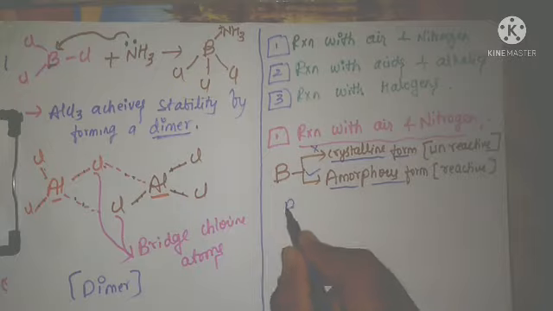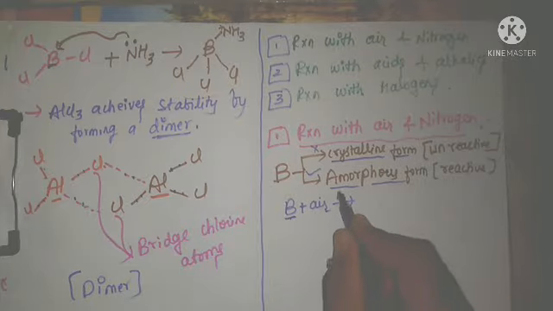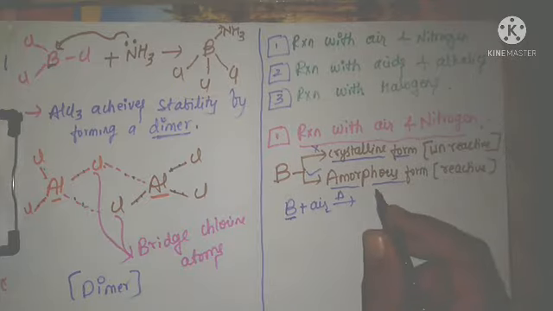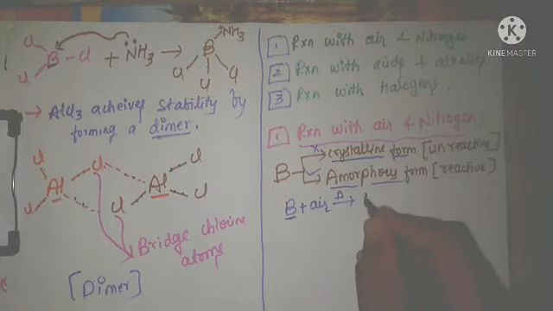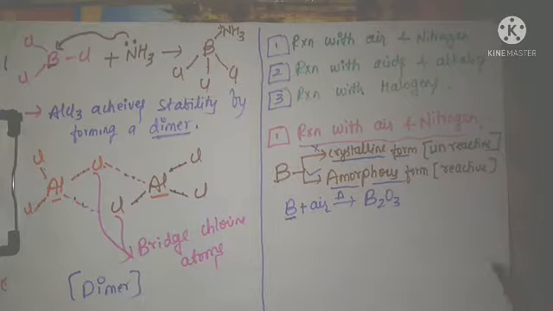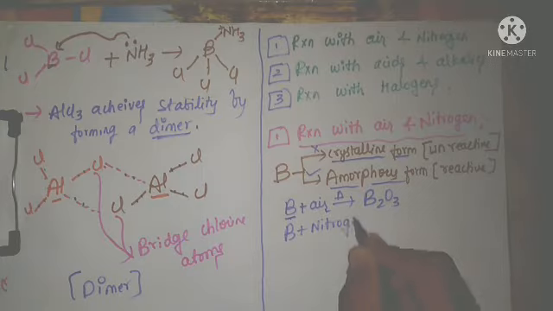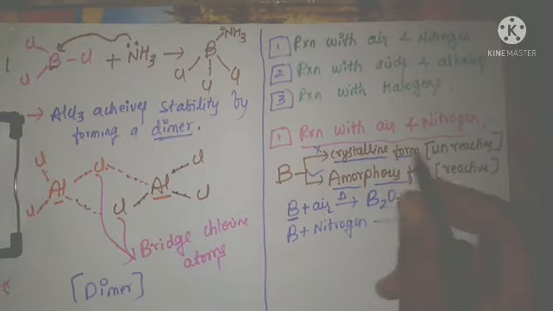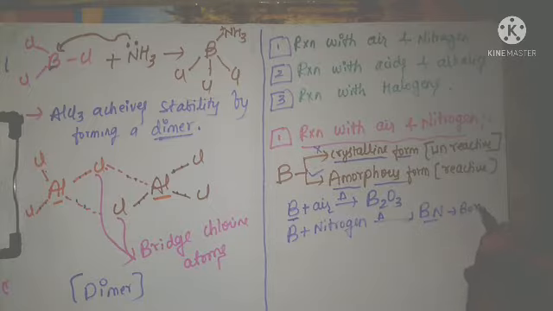When this boron reacts with air, amorphous boron, while heating, it will form boron trioxide. The compound formula is B2O3. And when this amorphous boron reacts with the nitrogen while heating, it will form boron nitride, that is BN. Here it is called boron nitride.